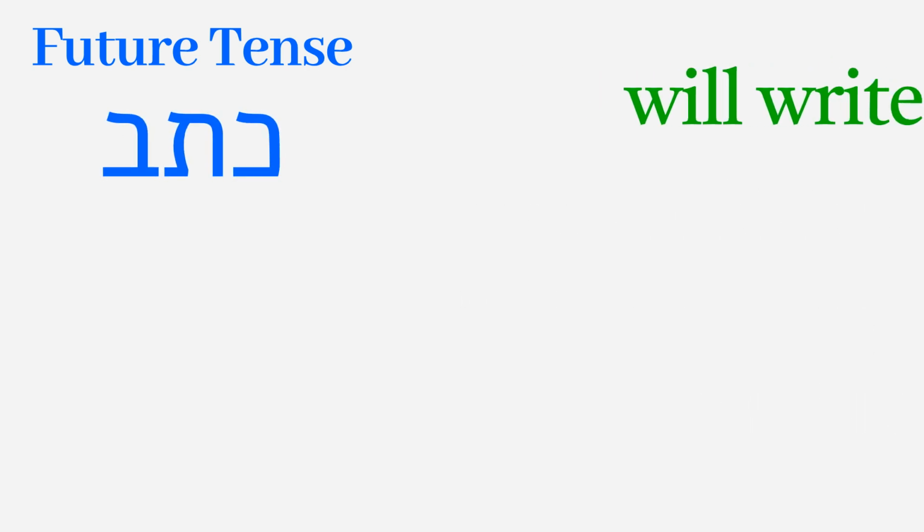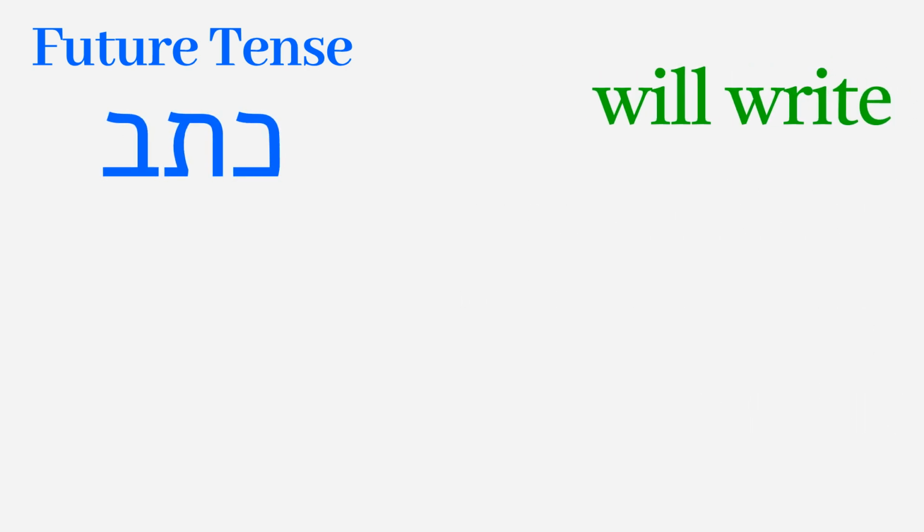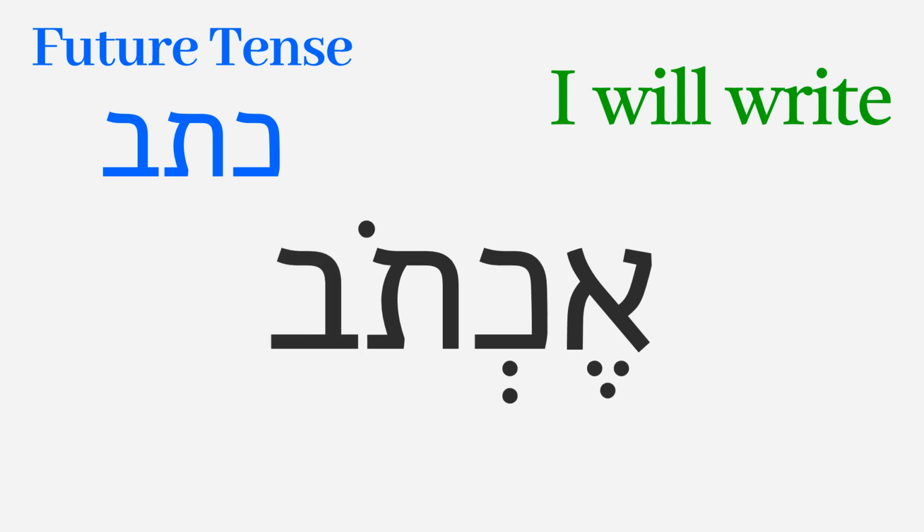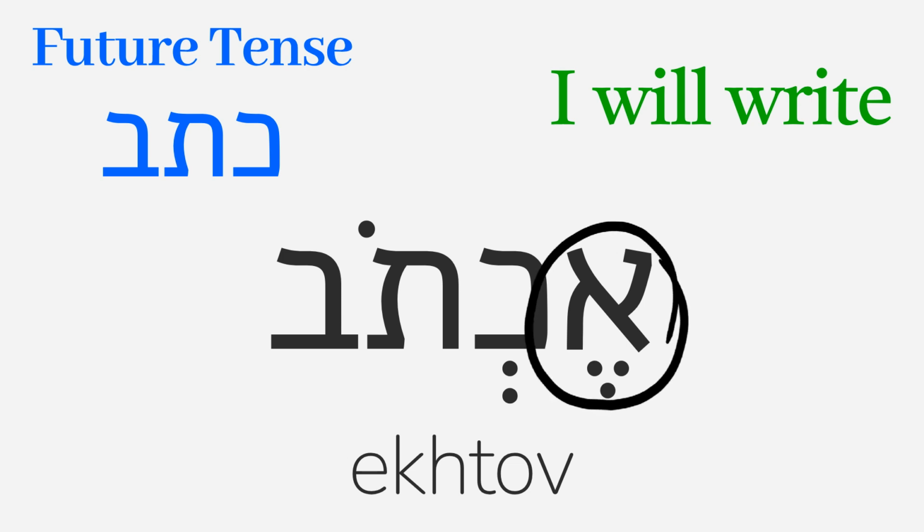The Hebrew future tense has different forms for different subject pronouns. Let's see the future tense of this root, where the subject is ani, I. This is made with an aleph with segol, first root letter kaf with shva, second root letter tav with cholam, and finally the third root letter beit. Echtov, I will write. What makes the subject of the verb echtov ani, I, is that prefix.